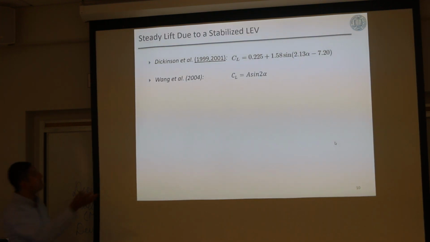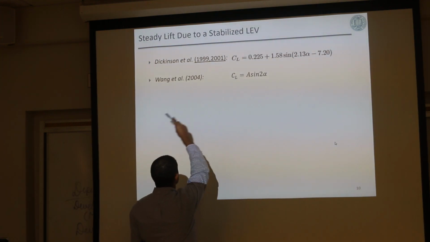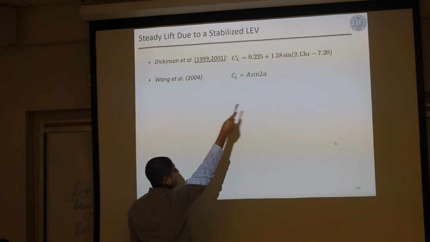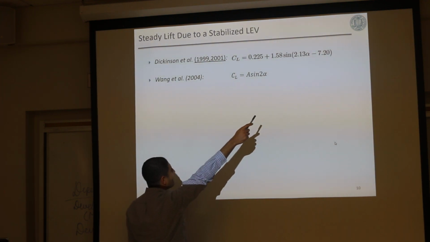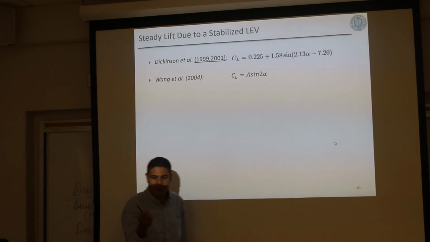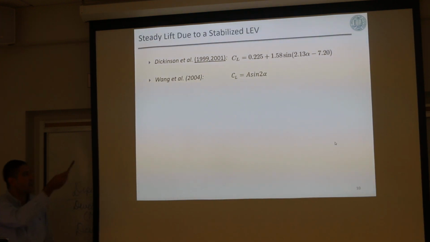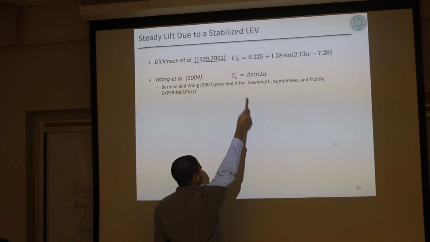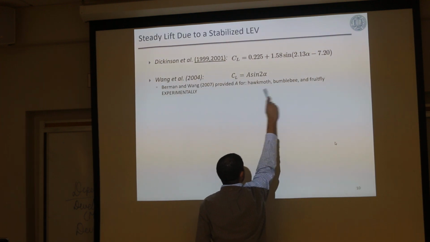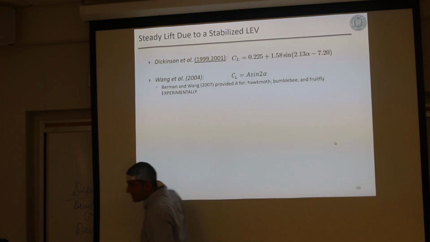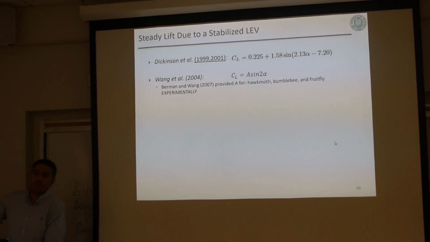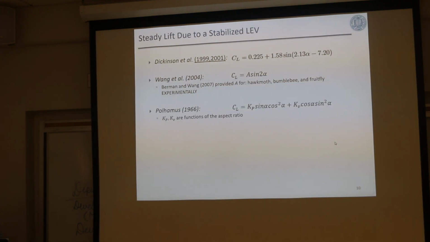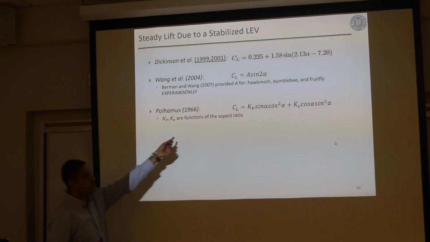Later on, a few years later, they said, by the way, you don't have all this kind of complication, it's simply sine 2 alpha will work, and that's it. But it's with an unknown coefficient, and you just fit it. They did this work in the JFM. They fit the A value for 3 insects experimentally, but again, there was no way of getting an analytical formula for A.